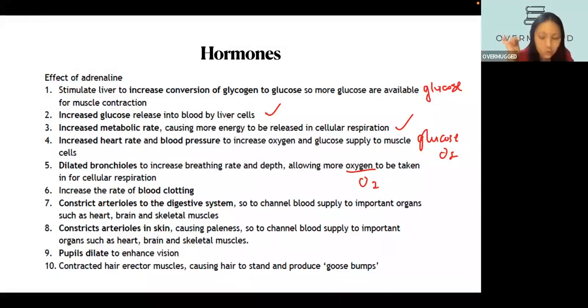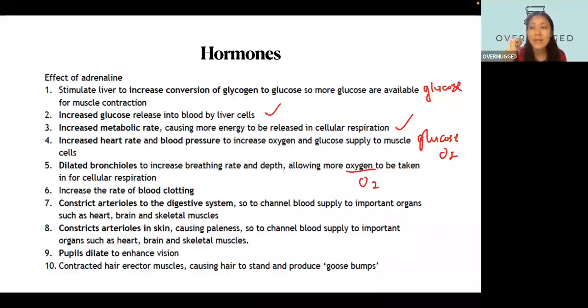Okay, the 6th point, increased rate of blood clotting. Let's say accidentally, during the process of running away, I fall down, and then I get an abrasion and everything. Or somehow the tiger caught up with my speed, which is totally not surprising if it happens. Then there will be some blood loss, right? So increasing the rate of blood clotting can help to prevent excessive blood loss. Yeah, so that is why it increases the rate of blood clotting.